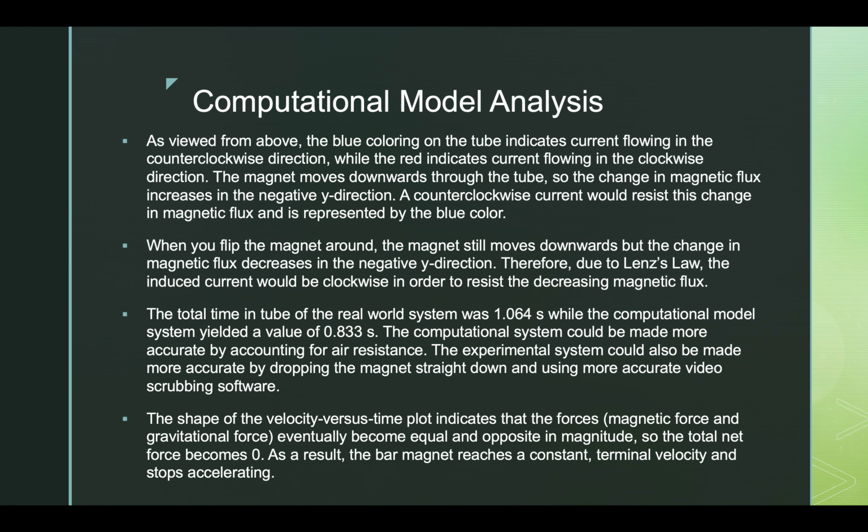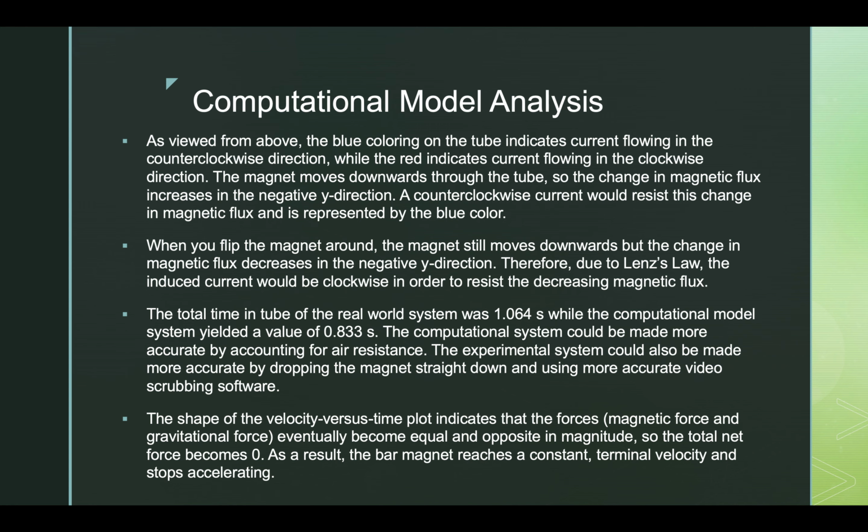The magnet moves downwards through the tube, so the change in magnetic flux increases in the negative y direction. A counterclockwise current would resist the change in magnetic flux and is represented by the blue color. When you flip the magnet around, the magnet still moves downwards, but the changing magnetic flux decreases in the negative y direction. Therefore, due to Lenz's law, the induced current would be clockwise.